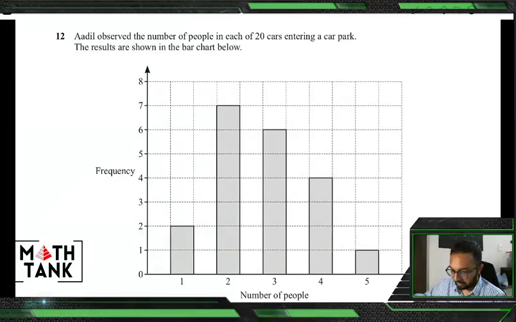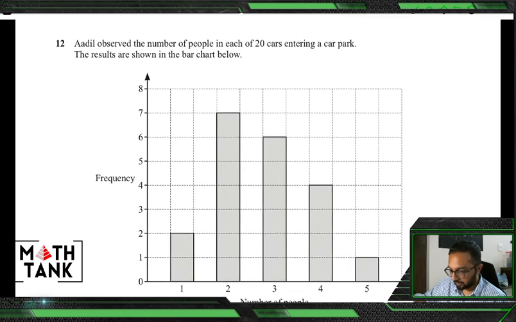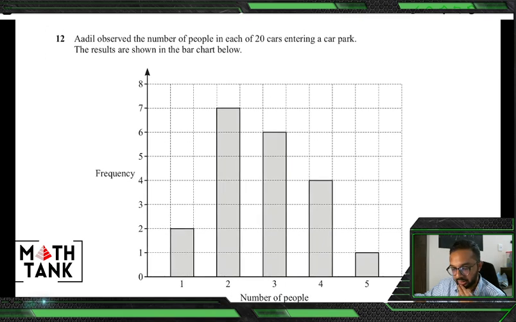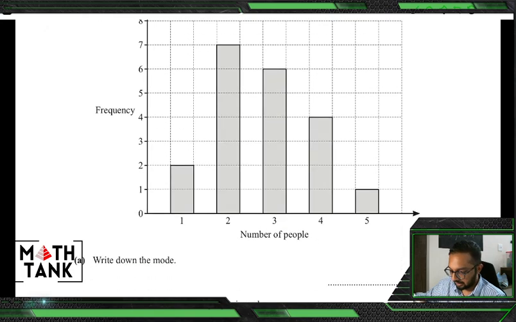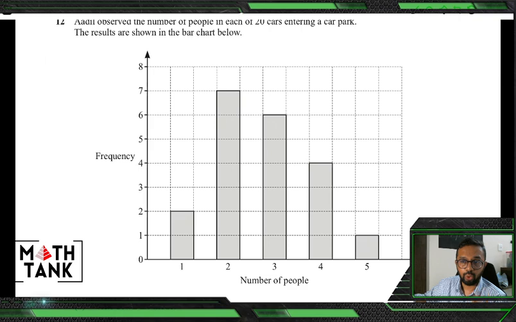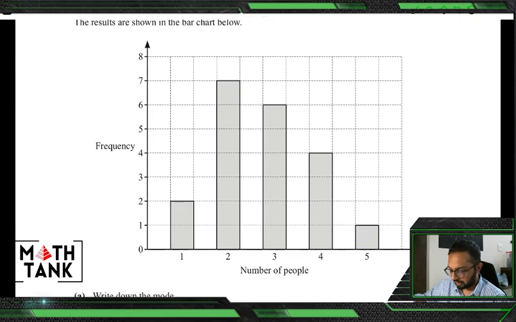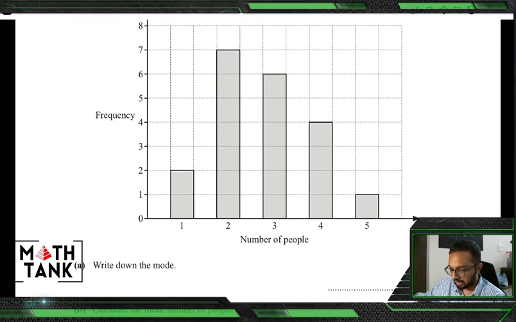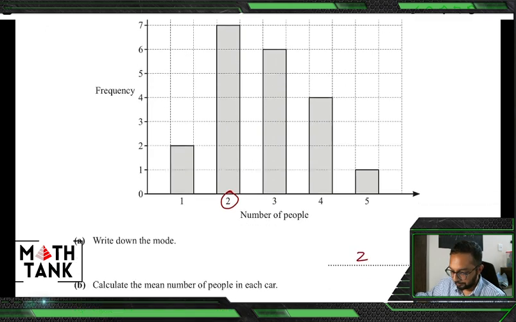Okay, then another question says, Adil observed the number of people in each of 20 cars entering a car park. The results are shown in the bar chart below. So that's a bar chart. That's okay, it has spaces. Write down the mode. So mode is the most frequent observation. What was your most frequent observation? That a lot of cars had exactly 2 people. So your mode is therefore 2.